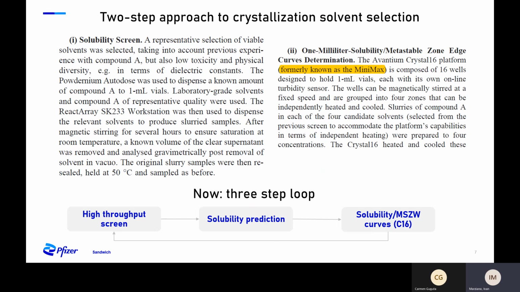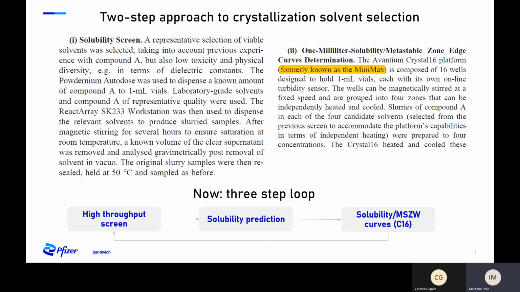So this gives us an opportunity to reduce the number of possible solvent or solvent combinations that we might want to consider. What we then do, we take those promising solvents or solvent mixtures, and we develop full solubility and metastable zone width curves using the Crystal16. And again, interestingly enough, the paper captures that the platform was formerly known as the Minimax.